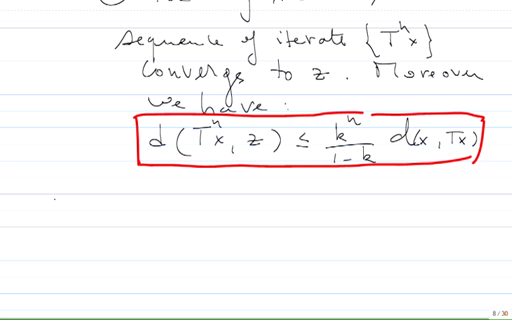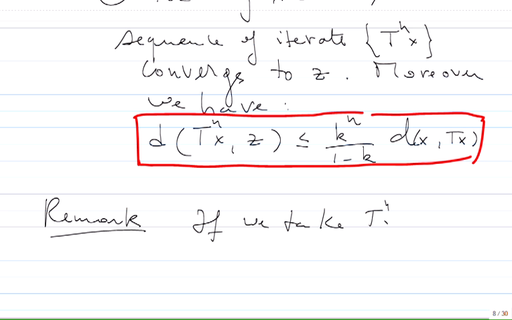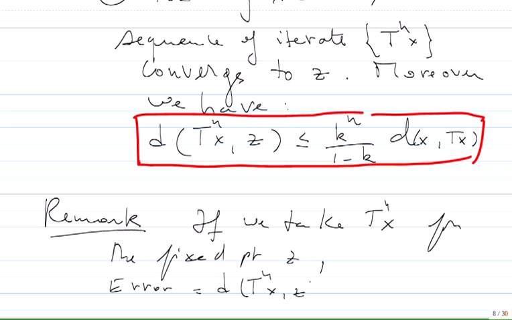In other words, remark: if we take T^n x for the fixed point z, we commit an error. The error is equal to the distance from T^n x to z, but we don't know the fixed point, and therefore we don't know the error. But we know that it's going to be less than k^n over 1 minus k times the distance from x to Tx. So we know k from T, we know n, and we know the point x and Tx. Therefore, we know an upper bound of the error. So it tells you how close you are to the fixed point.